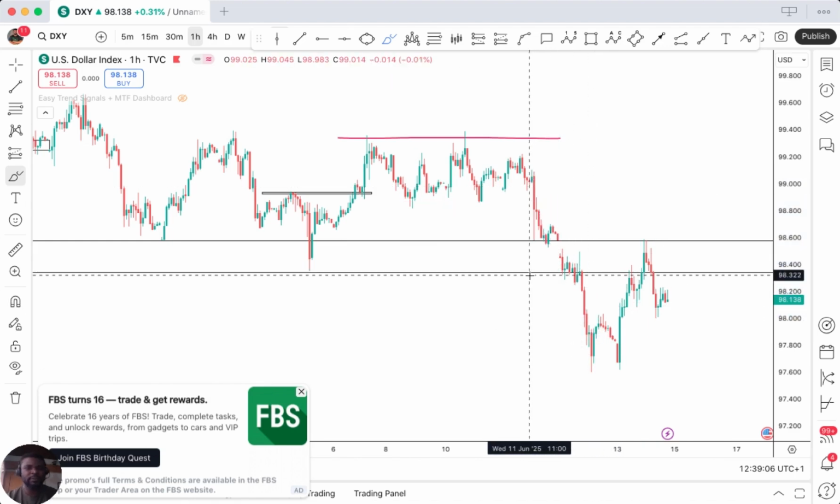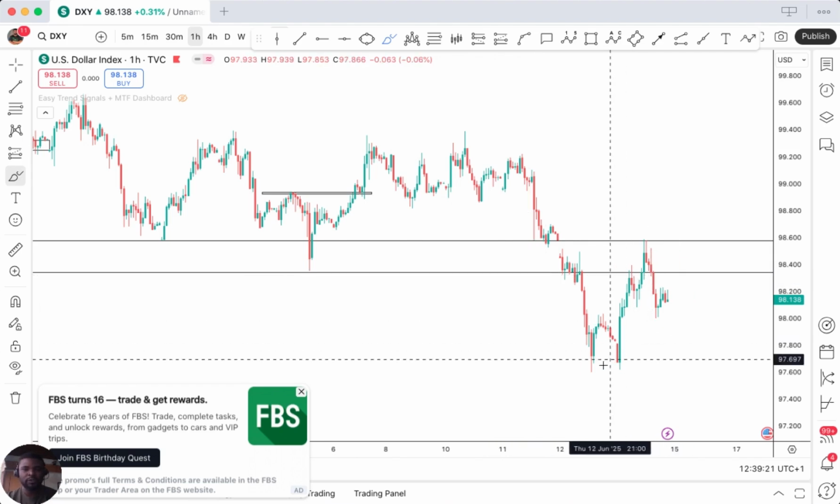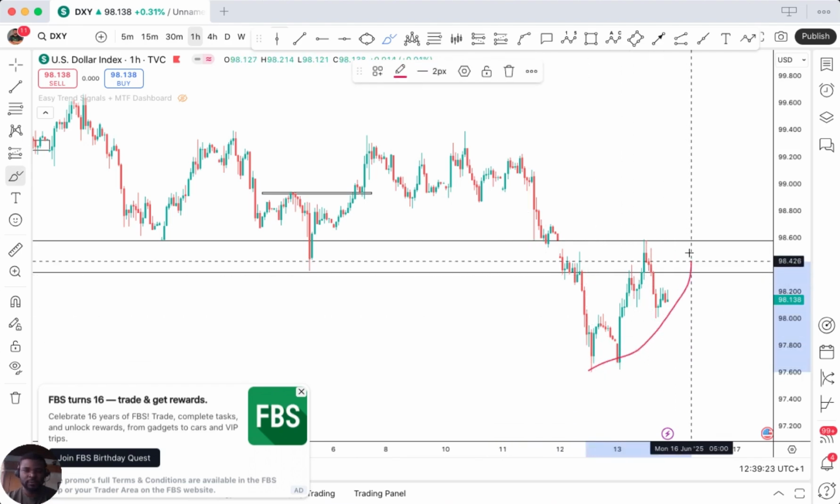So this is the observation we have on DXY, and if this is going to happen on DXY, it might probably mean that USDJPY, USDCAD, stuff like that, USD on the base currency might appreciate in value, but we need to wait for the right opportunity, the right entry.